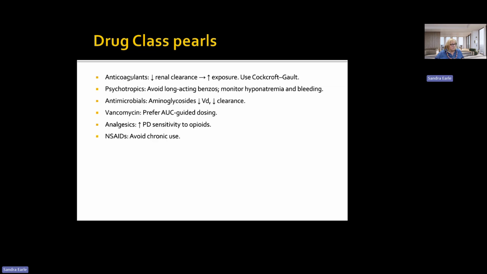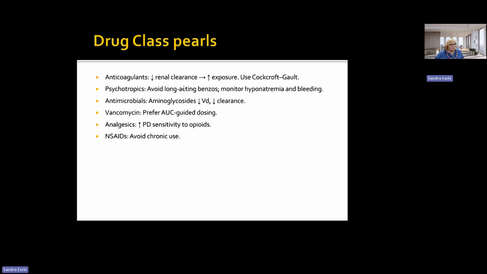So again, things to worry about, things that should be at top of mind: anticoagulants, psychotropics, antimicrobials, vancomycin, analgesics, NSAIDs. So these are all commonly used in this population. Anticoagulants, due to decreased renal clearance, you're going to see an increase in exposure. You're going to want to use Cockcroft-Gault for those that are cleared renally. Also remember there's an enhanced pharmacodynamic response, so they're more sensitive to anticoagulants. So your goal range may be lower.